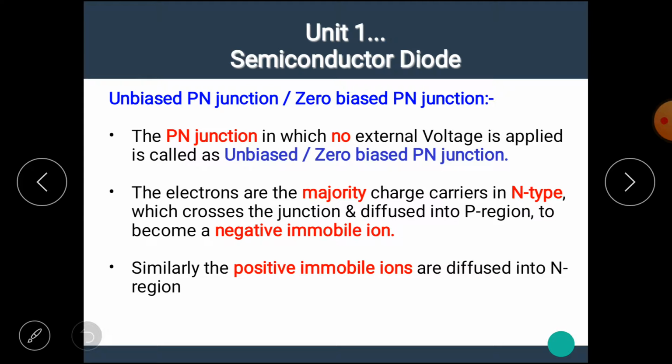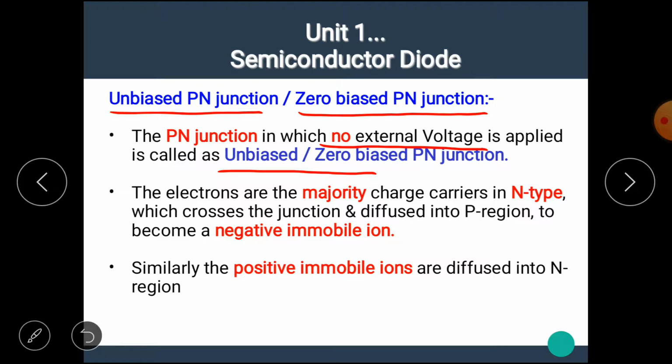Now the next point is the unbiased p-n junction or zero biased p-n junction. The p-n junction in which no external voltage is applied is called an unbiased or zero biased p-n junction. That means the p-n junction in which no external power supply is joined or connected is called the unbiased junction or zero biased junction.